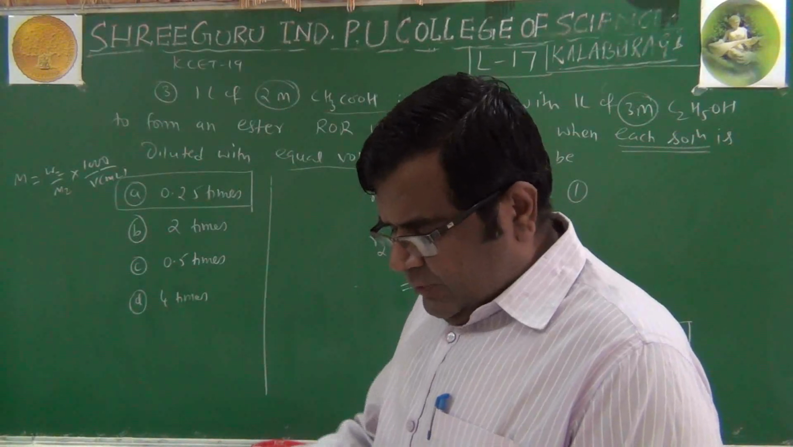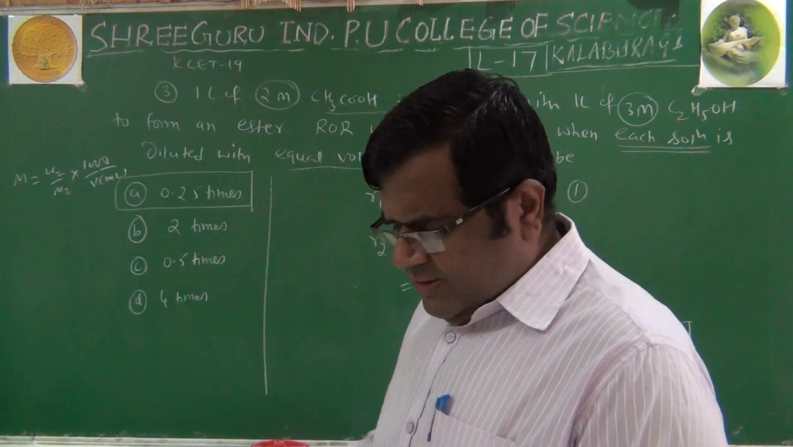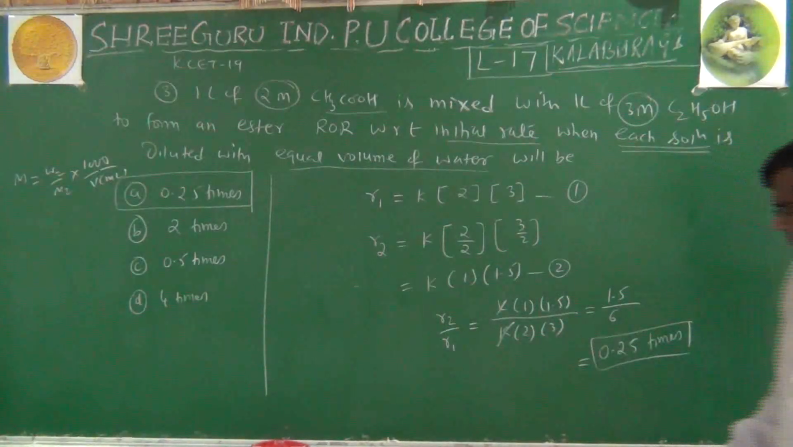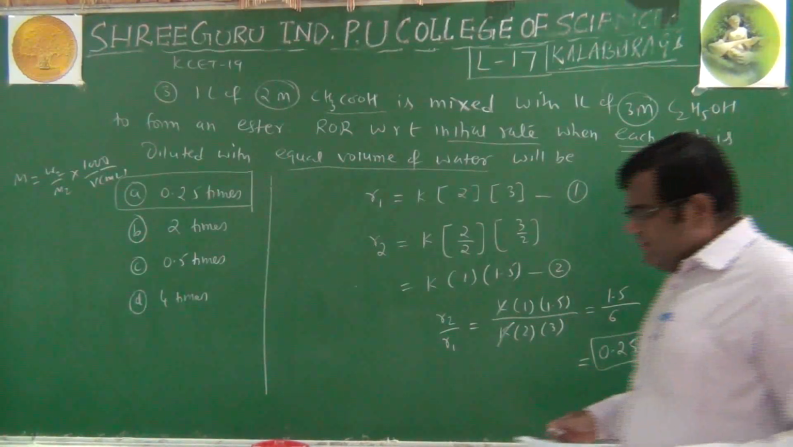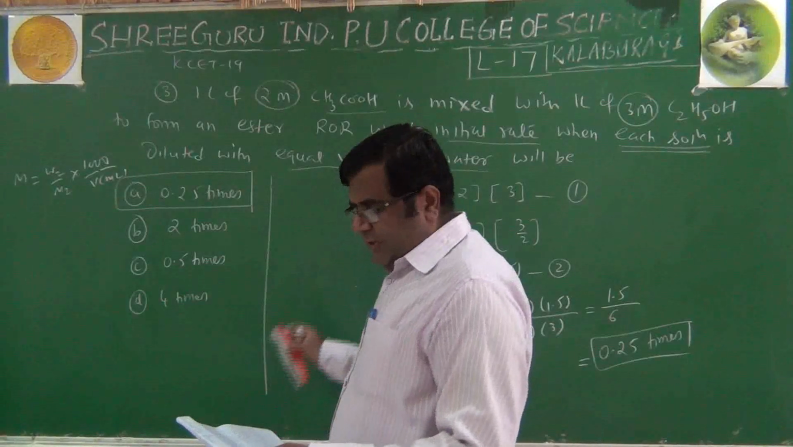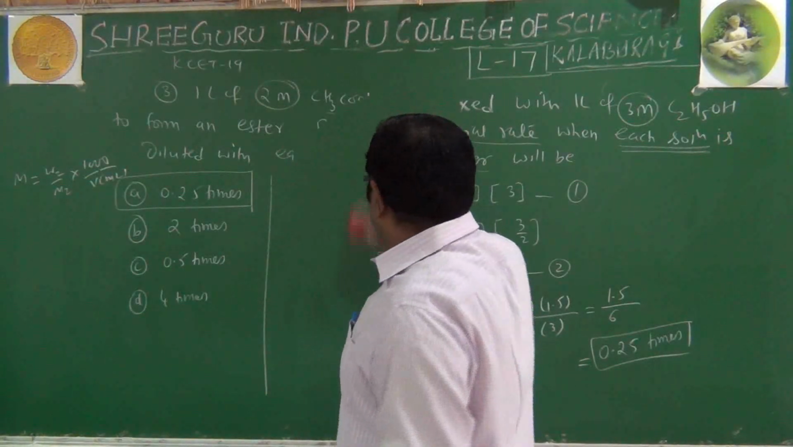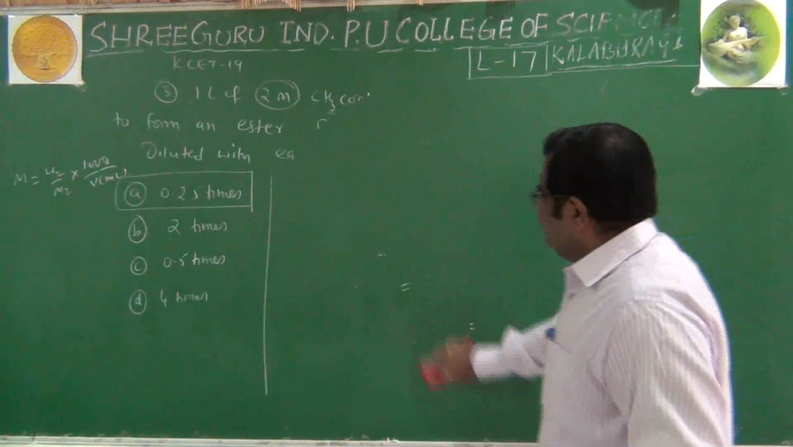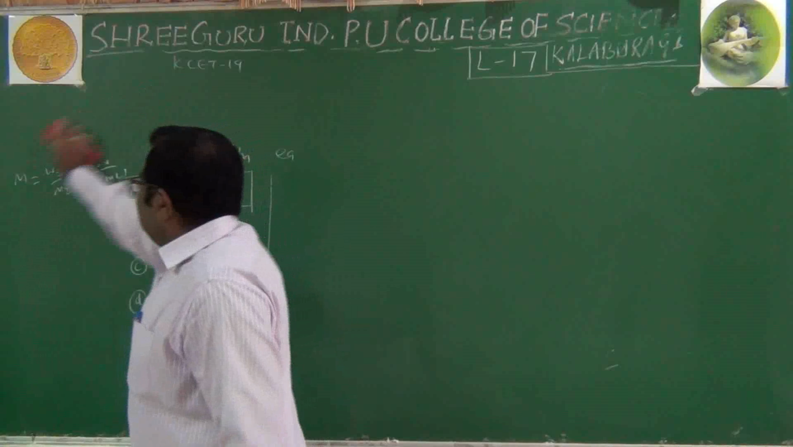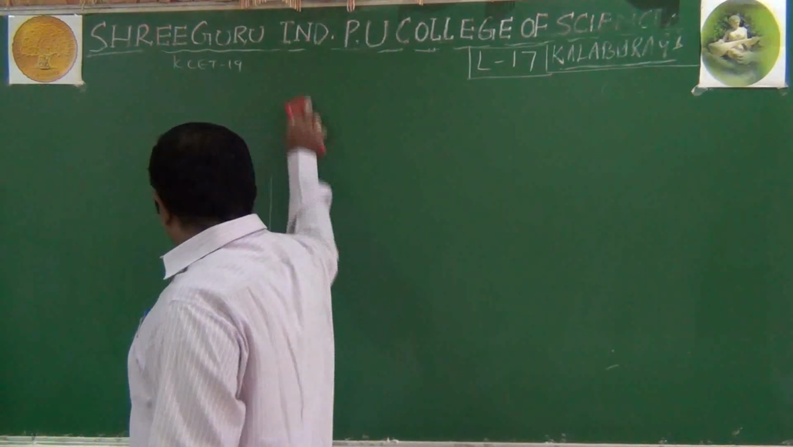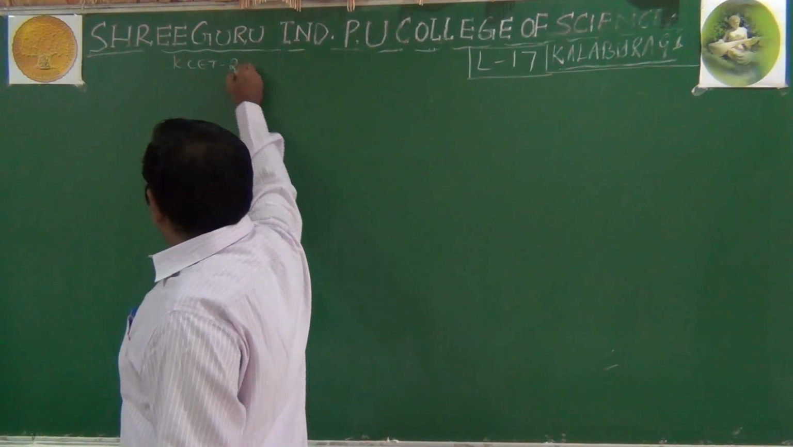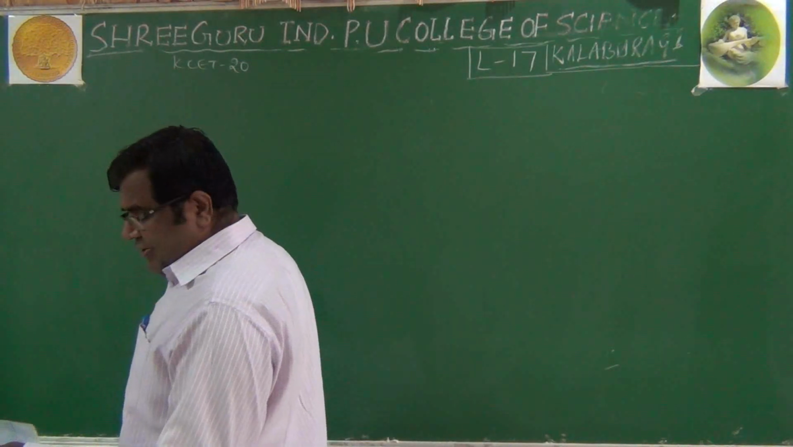Now the next one. 3 questions were there, 2 we solved theoretically, and this was the third one. Now we'll go for KCET 20 also. I think we can solve that also. We have time with us, 15 minutes are there, so we can solve that also. We can solve any number of questions. The thing is that we should understand. So it is KCET 20.